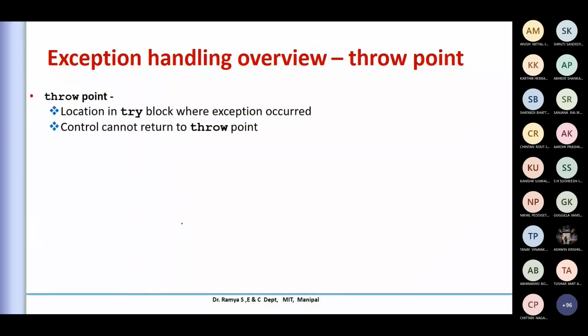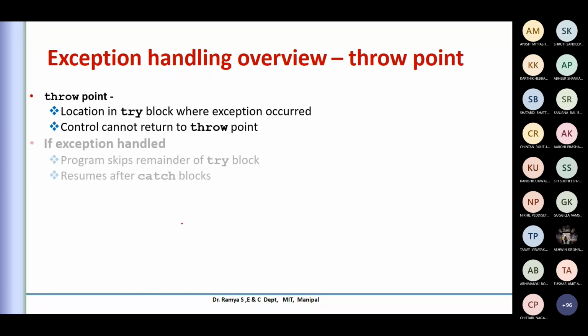Now coming to the throw. Okay, so throw is within the try block, and control cannot return to the throw point. It is just a path to send. Okay, it is just sending information. I can't come back to that throw point. Okay, in exception handling, if the exception is handled, what happens? The program skips the remainder of the try block. See, what I wanted to say, I will show you with the example.